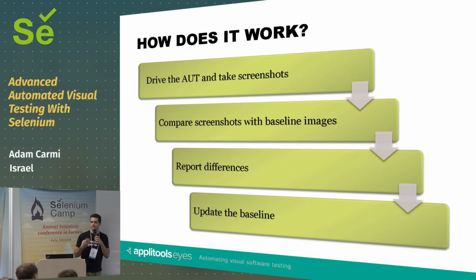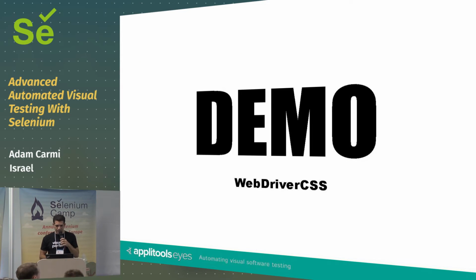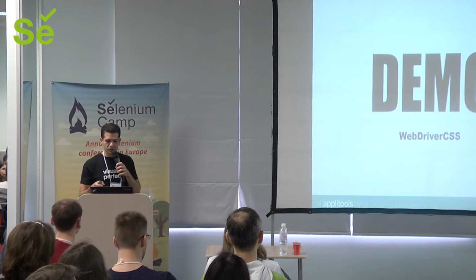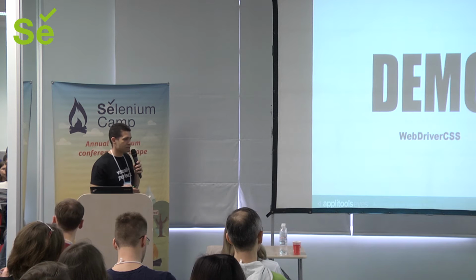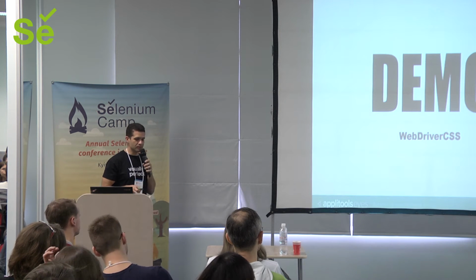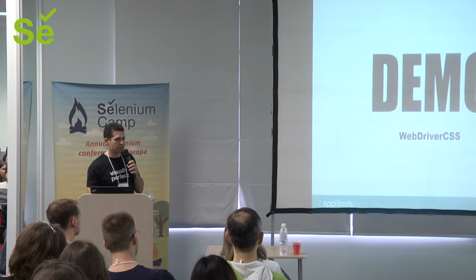Of course, the first time you run a test, it still doesn't have a baseline. So in this case, the first run usually creates the baseline images, and from the second run onwards, you always have something to compare against. So now that we understand how these tools work, let's take a look at our first demo. In this demo, I'll show you WebDriver CSS, which is an open source visual test automation tool that works with WebDriver IO.